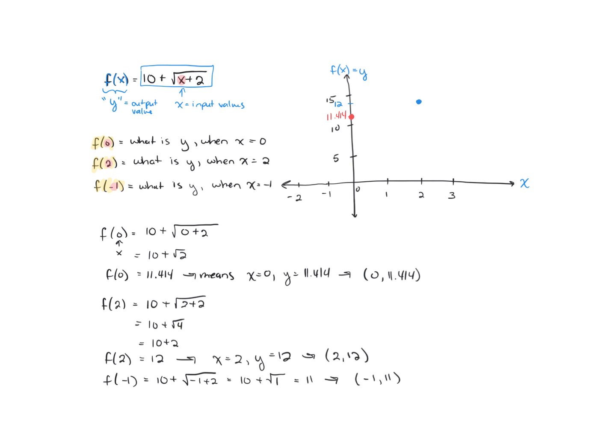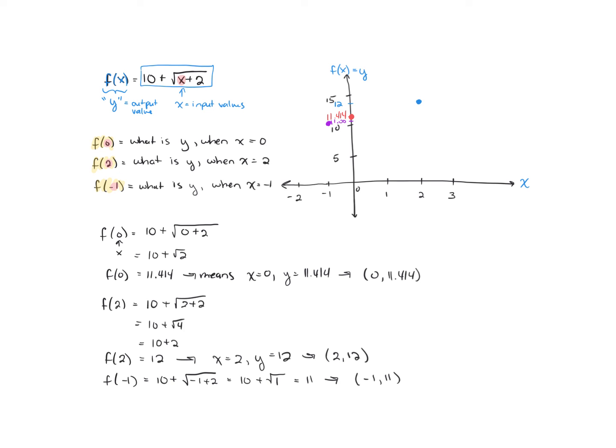So then I'm going to plot this point. Let me see if I can find a different color. I'll do it in purple. -1 is over here, and I'm going to go up to about just a little bit underneath 11.4. So that's 11. I would plot that point right there.